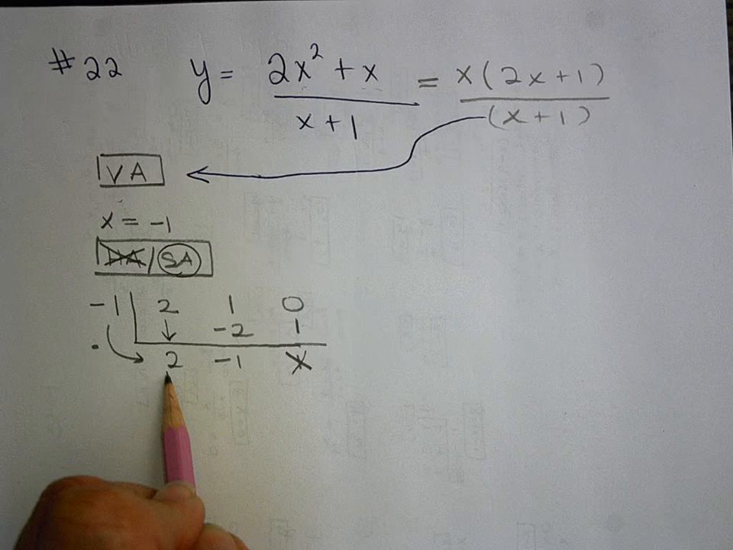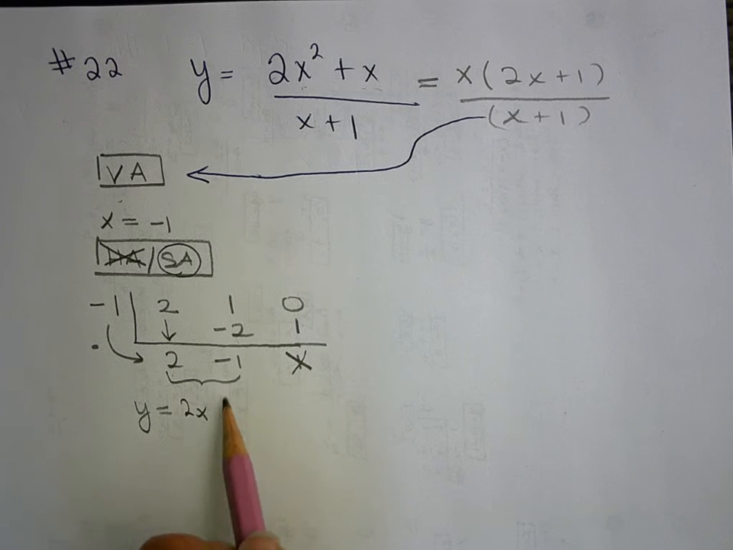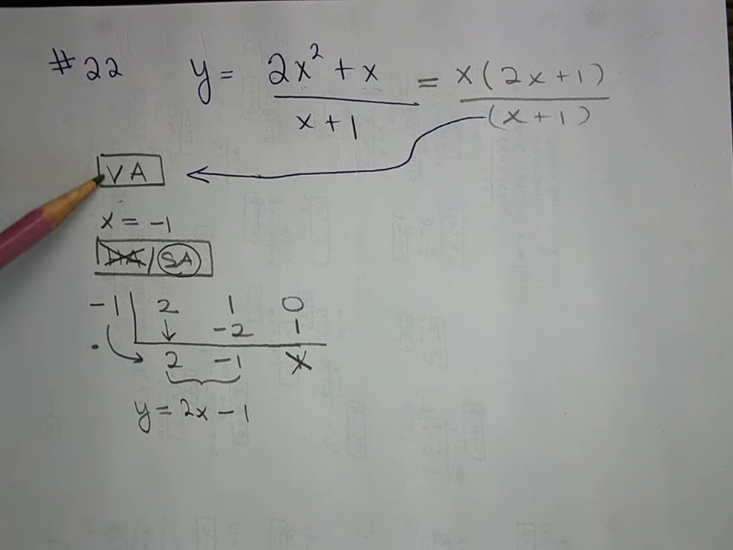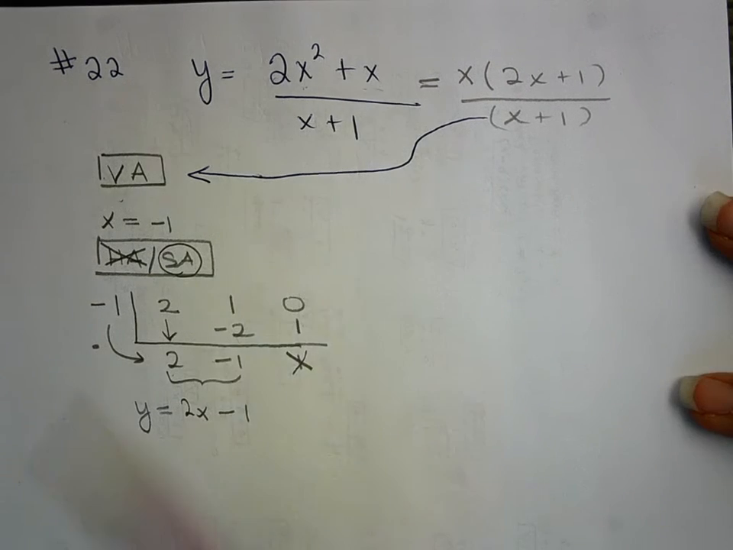Then I'm going to take that and turn that into the equation of a line. So I'm going to have y equals 2x minus 1. So there's my vertical asymptote and my slant asymptote. Now the other part I need are my x and y intercepts to be able to graph.